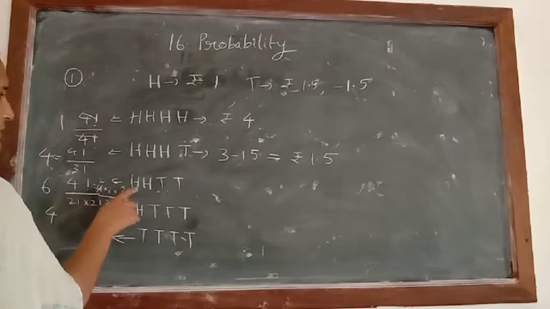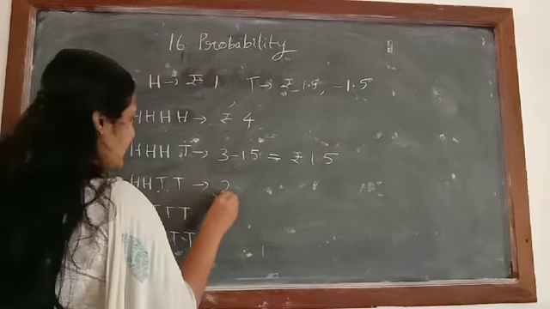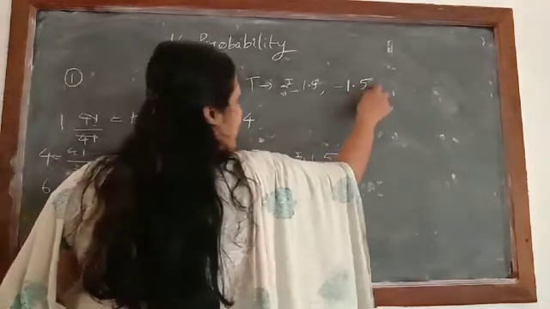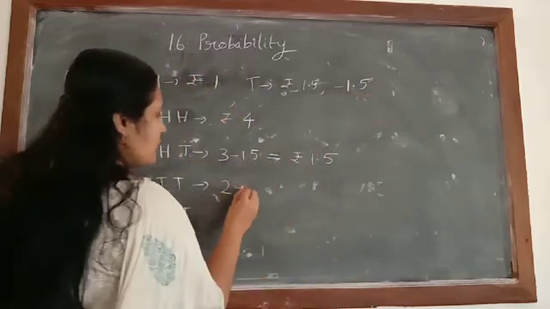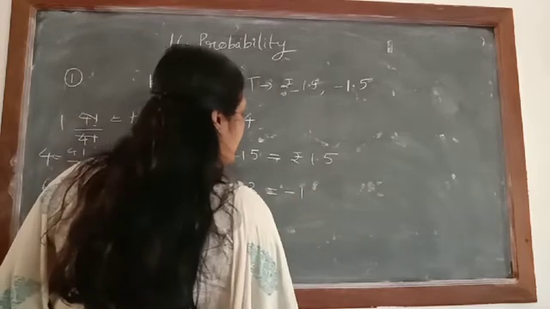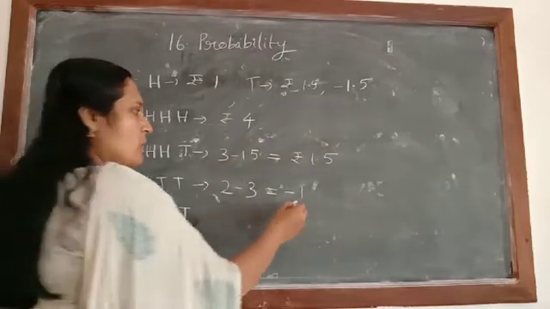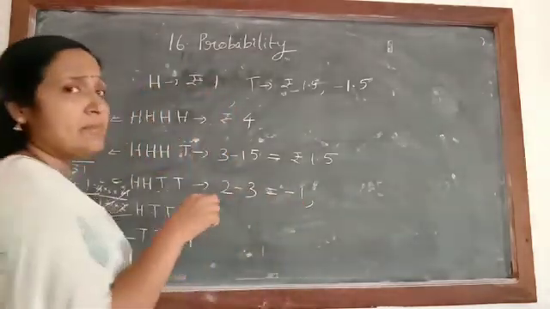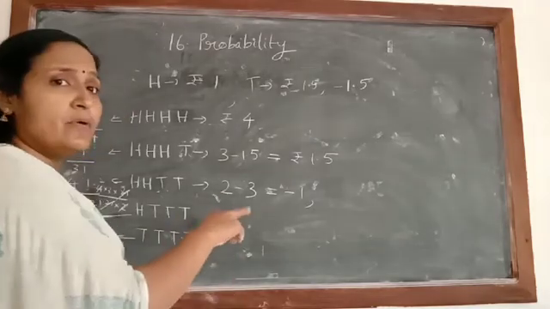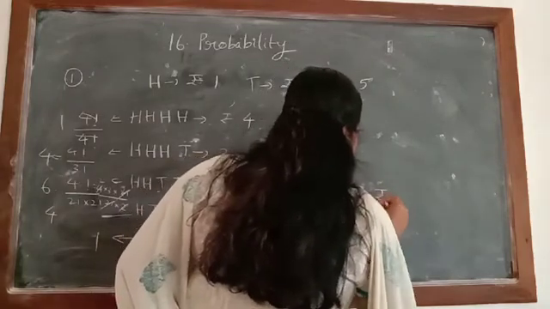₹1.5. Then next, 2 heads and 2 tails. For 2 heads, how much will we get? ₹2. And for 2 tails, what will come? -1.5 into 2, so that will be 2 minus 3, which is equal to -1. Normally we cannot write a negative number for rupees, so how can we rewrite it? If -1 is there, it means we are having a loss, and a loss of how much? Loss of ₹1.